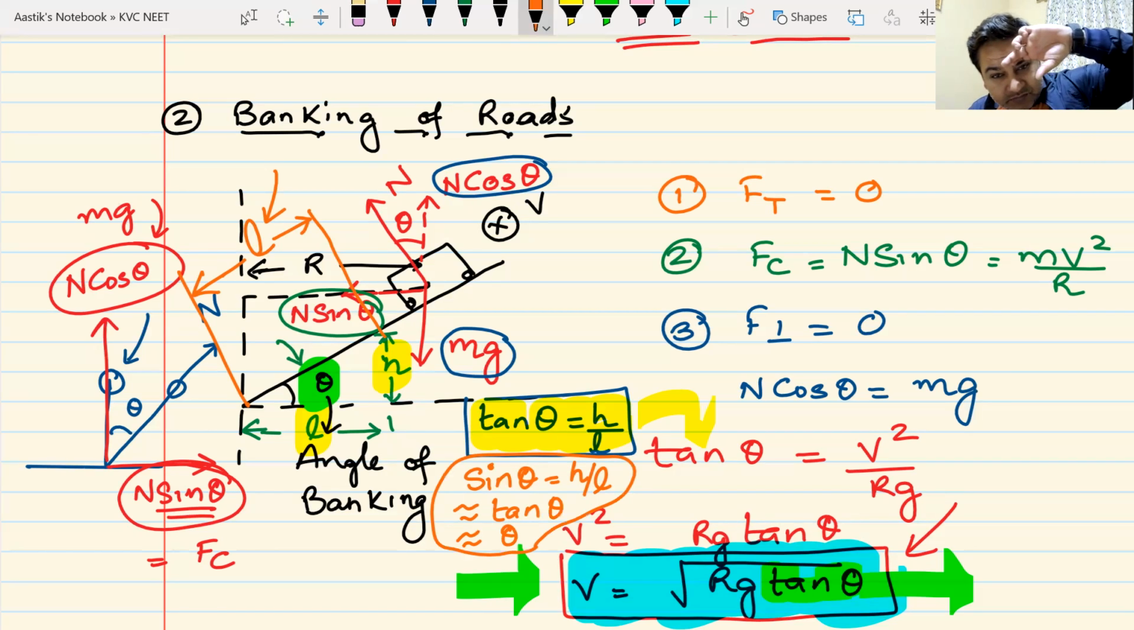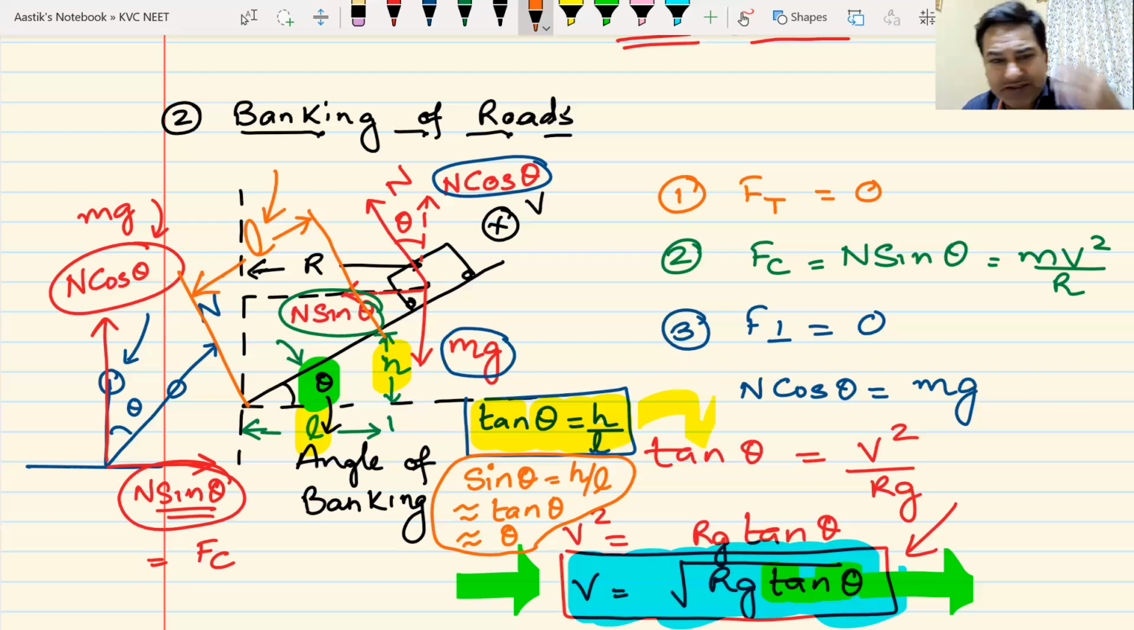whether horizontal L is given or the slanted L is given, if horizontal L is given, you can straight away get tan theta from h by L. If this slanted or hypotenuse L, the length of the road, is given, you can calculate the value of sine theta, but normally this theta is going to be very, very small. If theta is very large, then you first find the value of h, then you know the value of L, then you get the value of base, and then you can calculate the value of sine theta or cos theta.